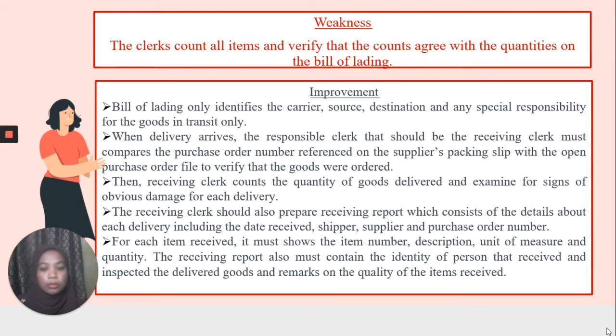For each item received, it must show the item number, description, unit of measure, and quantity. The receiving report also must contain the identity of the person that received and inspected the delivered goods and remarks on the quality of the items received.